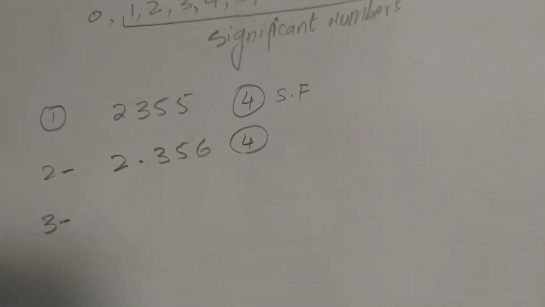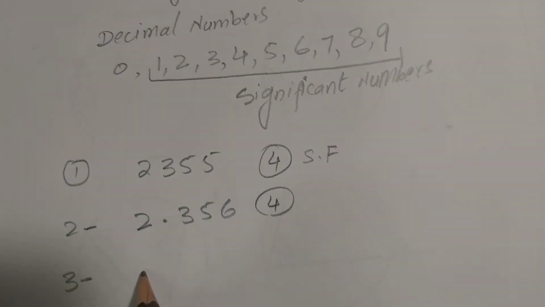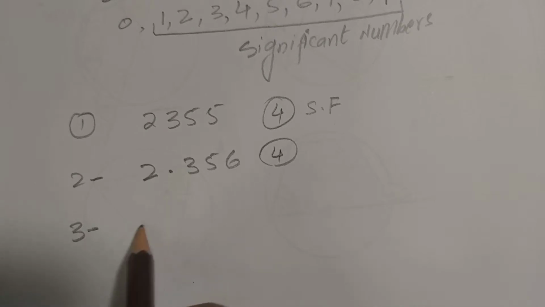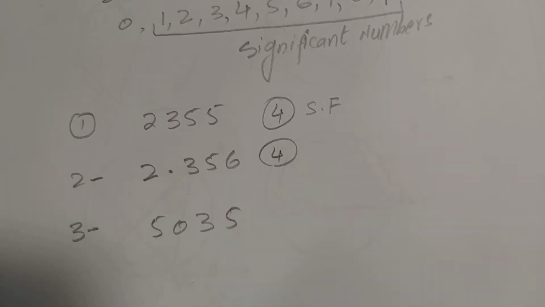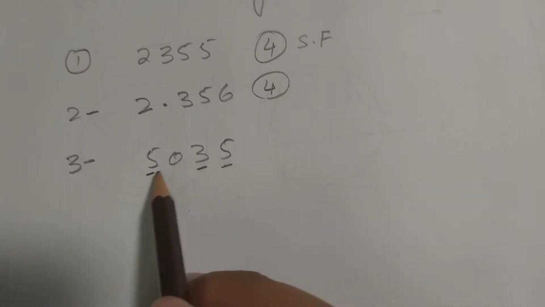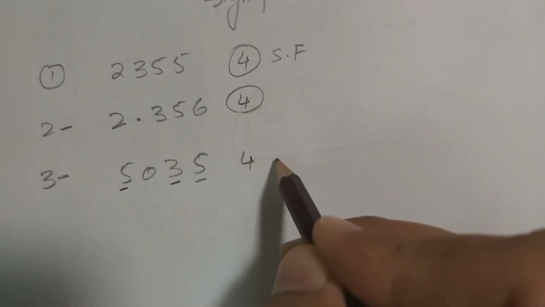The third example: now we will talk about the 0. Is the 0 significant or not? If 0 comes between two non-zero numbers, trapped or sandwiched between them, like 5, 0, 3, 5, then 5, 3 and 5 are non-zero numbers and significant, and the 0 comes between two non-zero numbers, so it becomes significant. So there are also 4 significant figures.